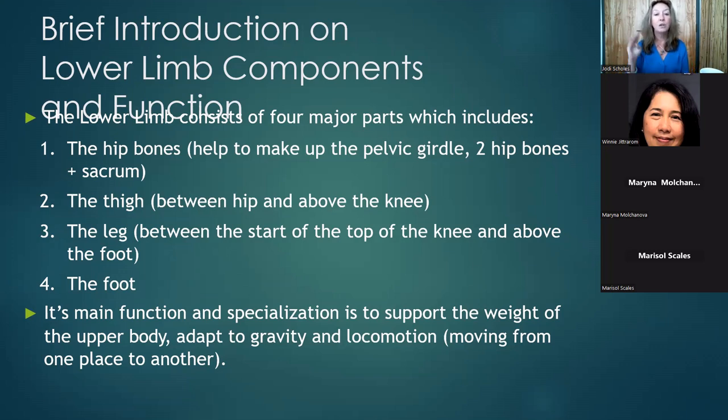All right. So 4 major parts, which include the hips, those 2 hip bones. I'm going to talk about the thighs, the bones, the muscles, the movements. I'm going to talk about the leg, the start of the top of the knee, the lower leg, and above the foot, so that tib, fib area, and then the foot. And the lower limbs' major function is to support the weight of the body, to connect us to the ground. It is a beautiful place to focus when you want to feel grounded again.